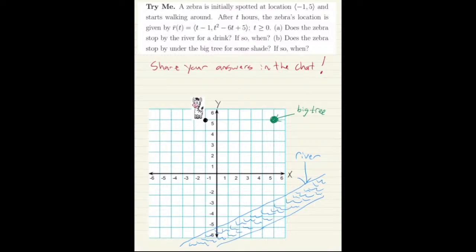I will give you a clue for the river. He does reach the river. The question is when. And he reaches the river at a nice point, where the x and y components are integers. He does not reach the river at square root of 2 over pi or anything like that. So I'll give you those clues. But maybe trial and error is just the easiest way to go for now, for A. For the big tree, you can set up a system of equations. I bet that's what you did. But trial and error works for that, actually, as well.